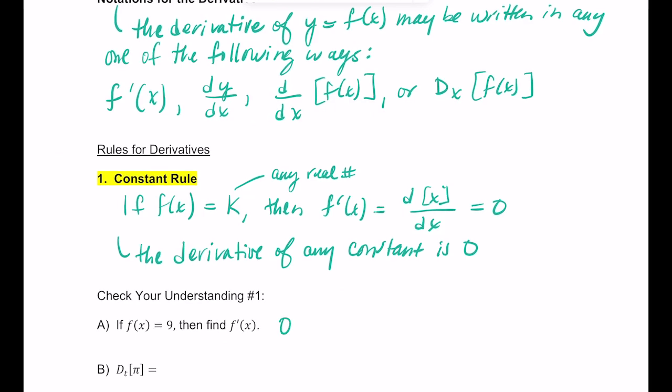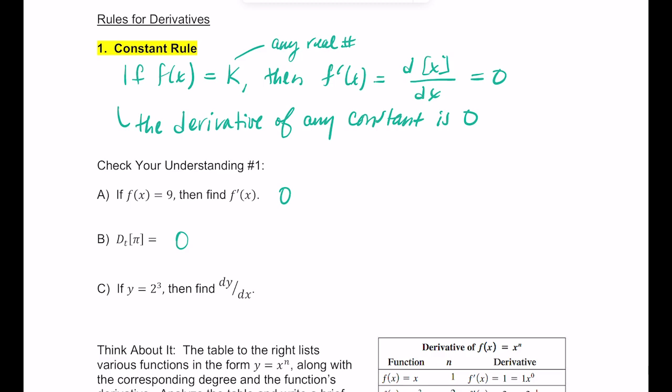The derivative of pi would be 0. And if y equals 2 to the third, then find the derivative of y with respect to x. Well, 2 to the third is 8, and y equals 8, again, is a horizontal line. It's a constant, so your derivative is 0. So all of those functions have a derivative of 0.